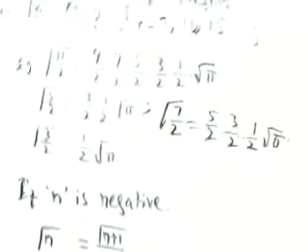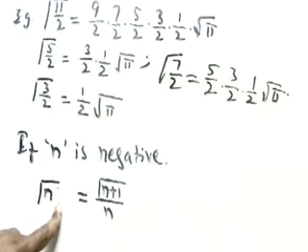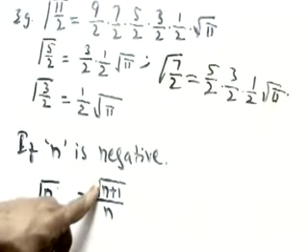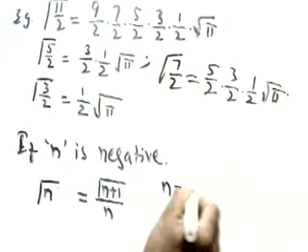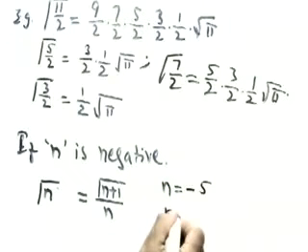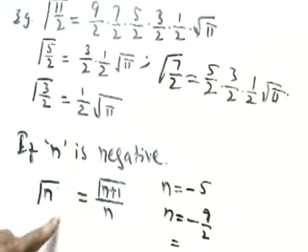And lastly, if the value of gamma is negative, then we have to use this formula: gamma of n equals gamma of n plus 1 divided by n. So suppose we have a value like minus 5 or minus 7 by 2, whatever the value, if the argument of gamma is negative, we have to use this formula. Gamma of n equals gamma of n plus 1 by n.